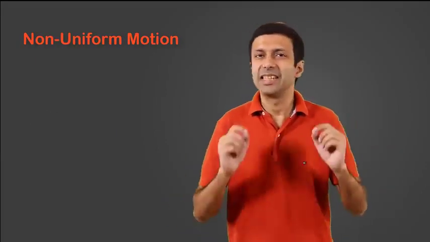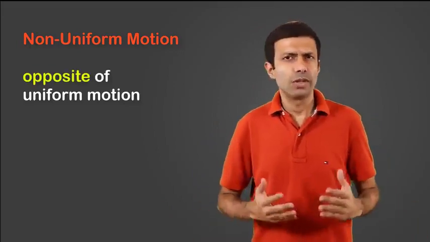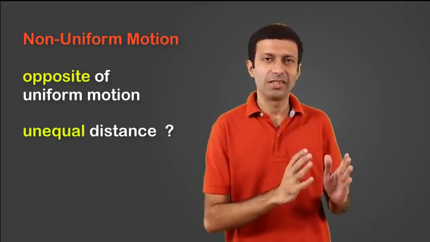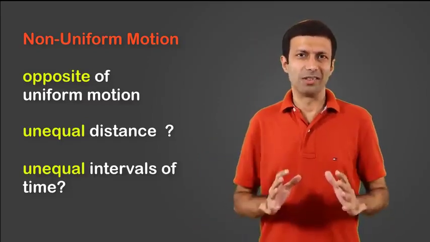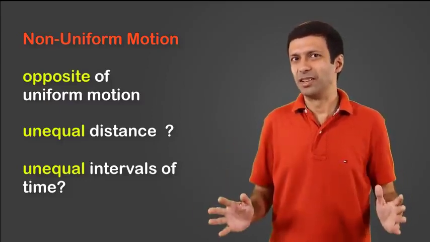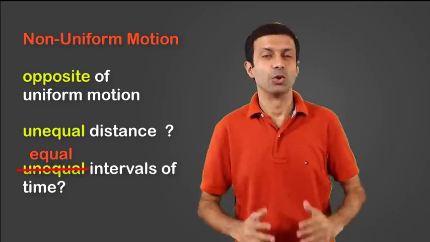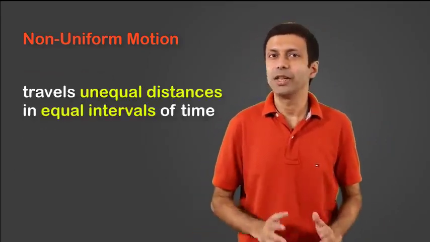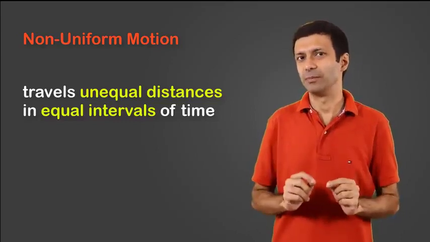Non-uniform motion is exactly the opposite of uniform motion. So does that mean it's unequal distances in unequal intervals of time? Hold on, that's going to be really confusing. So the time interval needs to be kept same. So non-uniform motion means a body is traveling unequal distances in equal intervals of time.